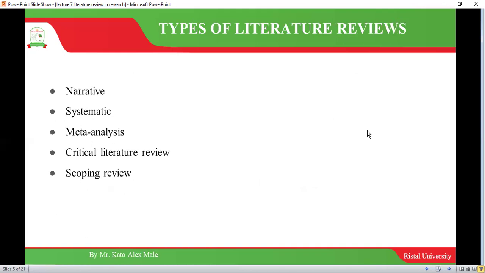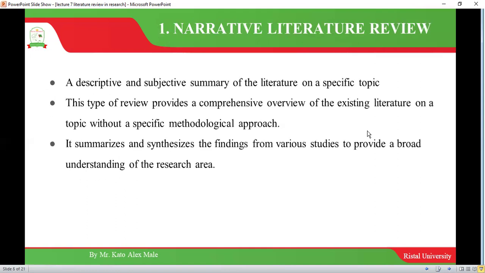Types of literature review. This is very important because whenever you're going to do a literature review, it depends on your research design. Your research design tells you the type of literature review that you're going to follow. We have quite a good number of types, and please don't worry, we are going to see them one by one. To start with, we have the narrative literature review.